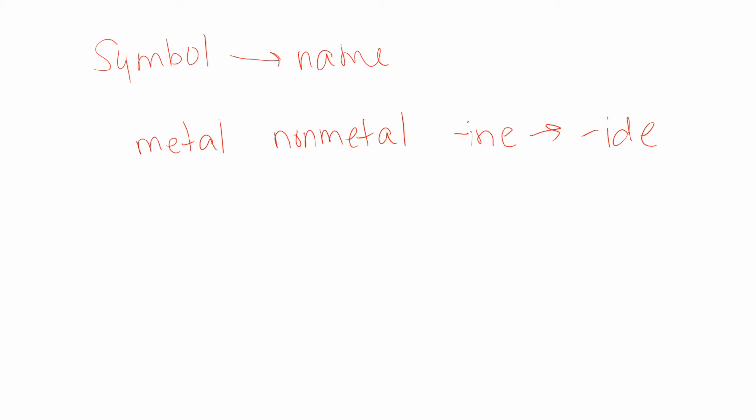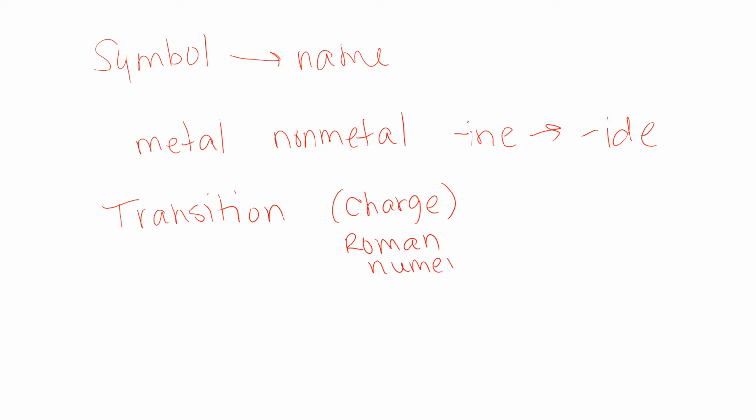There's a couple things that you need to know. First is if you have a transition metal, you will write the charge of the transition metals in parentheses after the metal, and you'll write this in Roman numerals. So you won't write a plus or minus, you'll just write the number of the charge, because we know that metals are always positive charge.